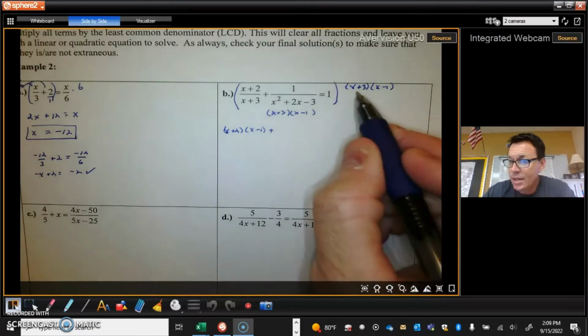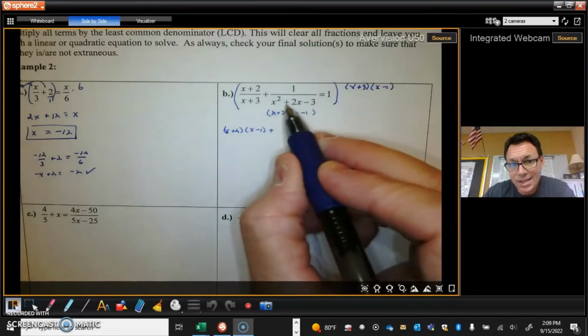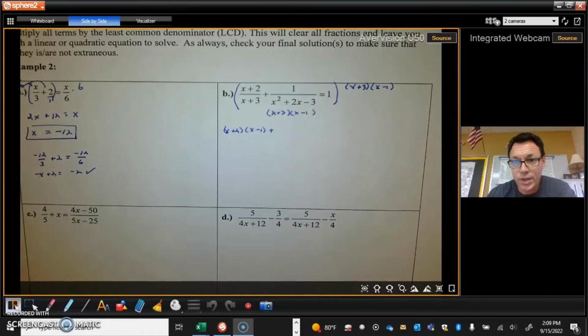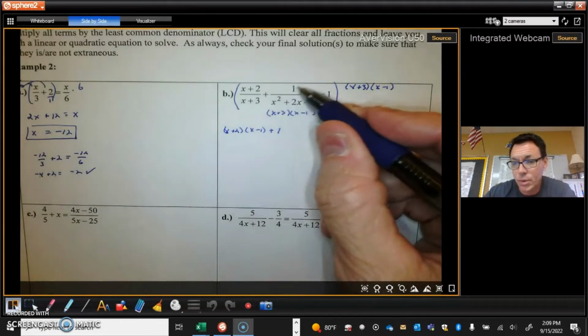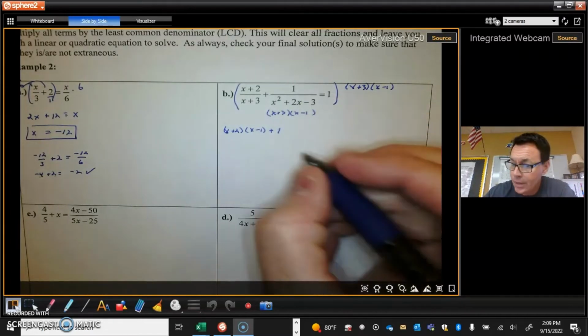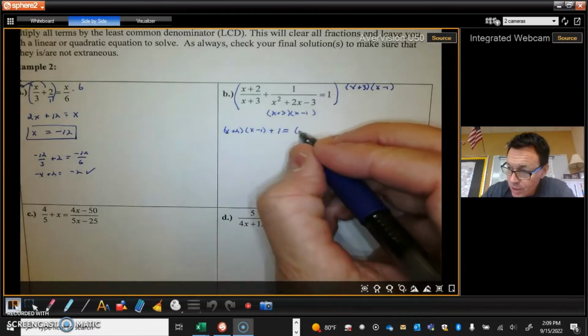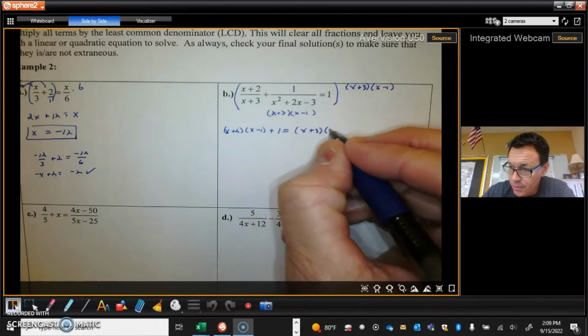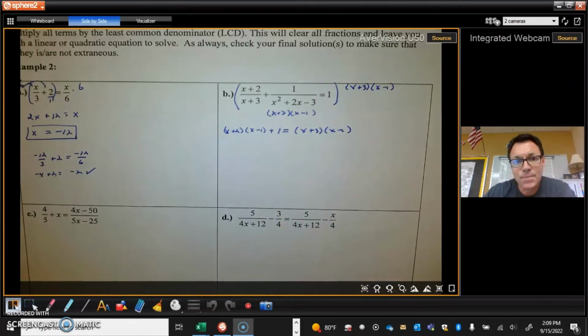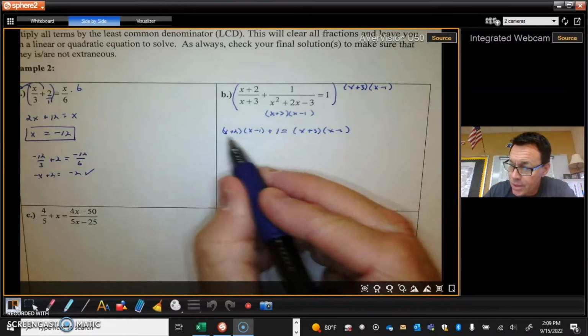Plus, and then when this multiplies this fraction, the whole thing just cancels and just leaves me with a 1. That 1 that's in the numerator. The denominator is gone. Equals, and then when I multiply this times 1, well, I'm just going to have x plus 3 times x minus 1. All right? Now, to solve this, we need to open everything back up. So I'm going to FOIL this.